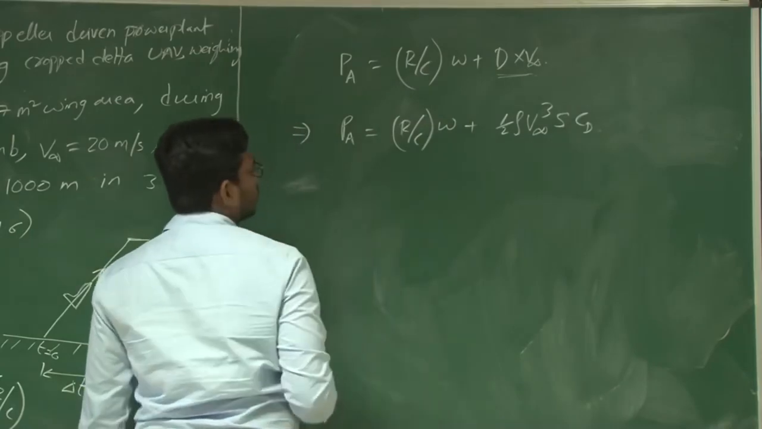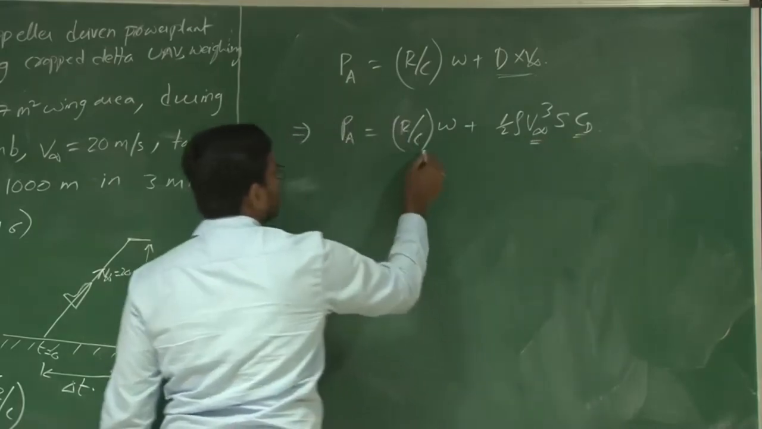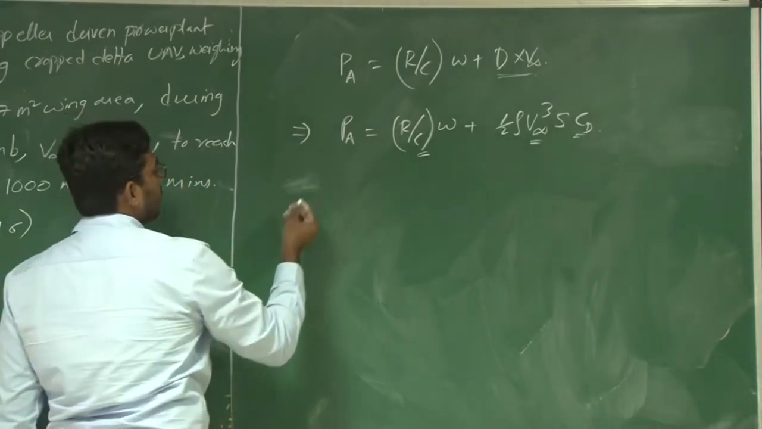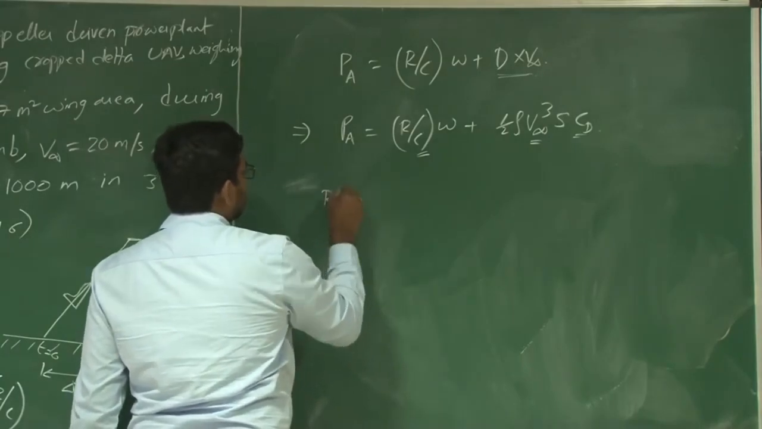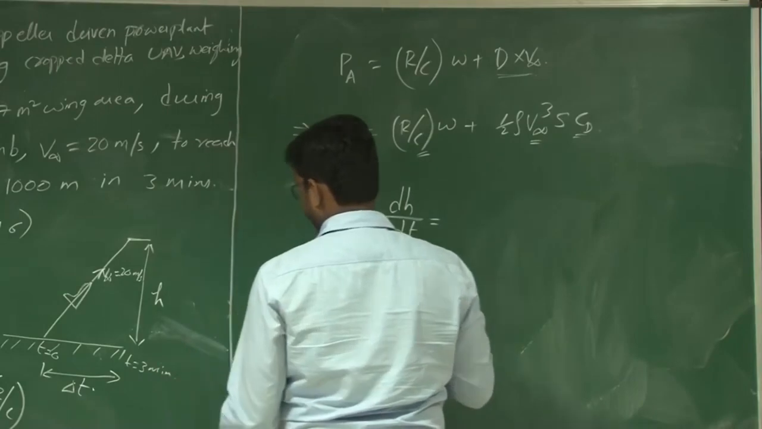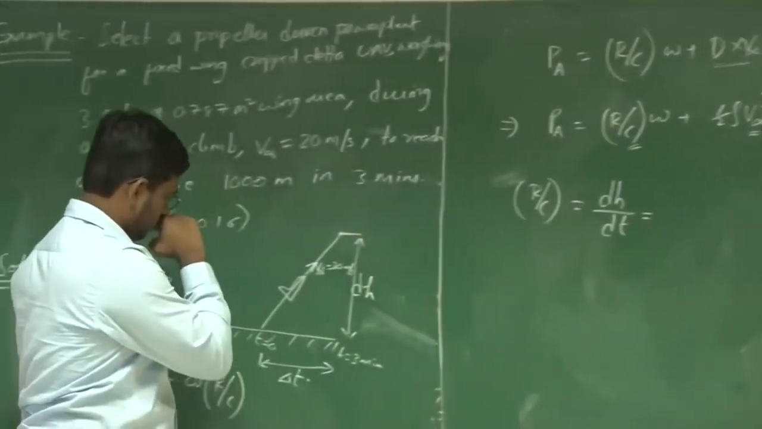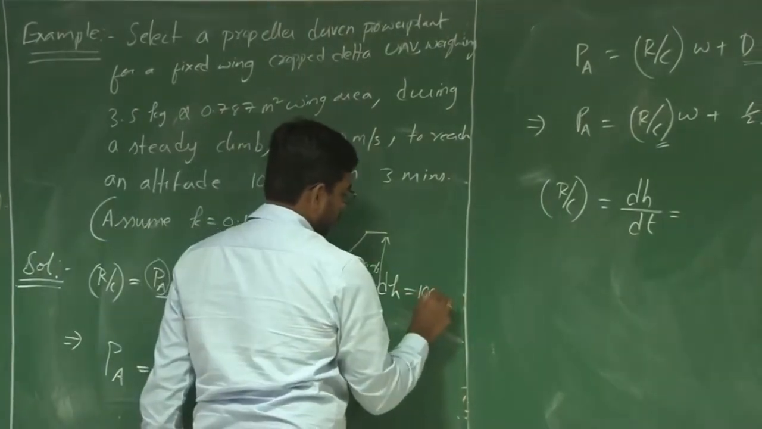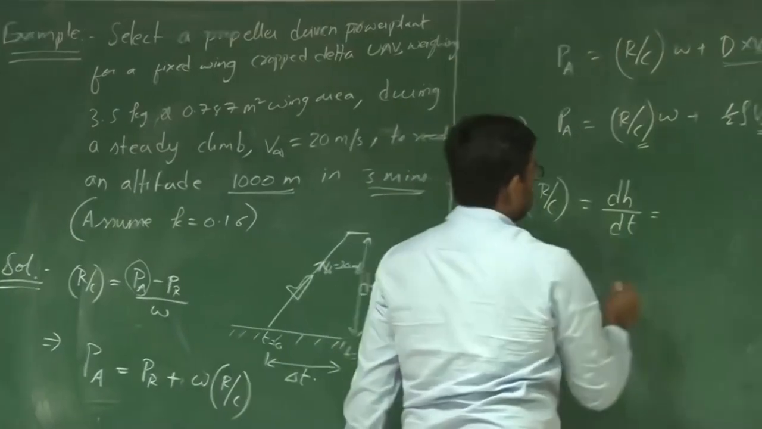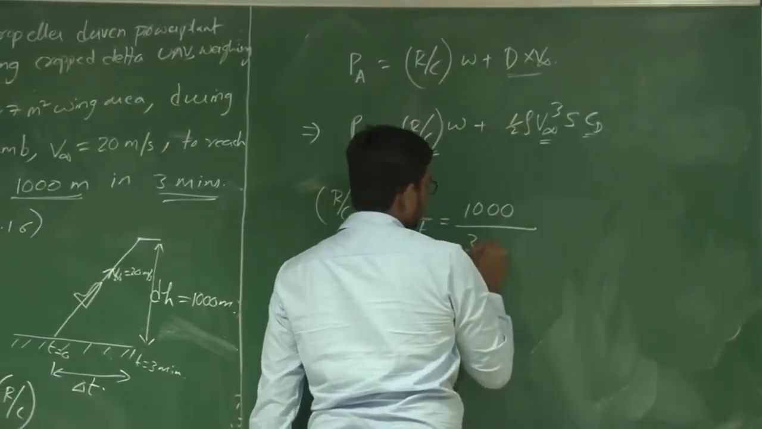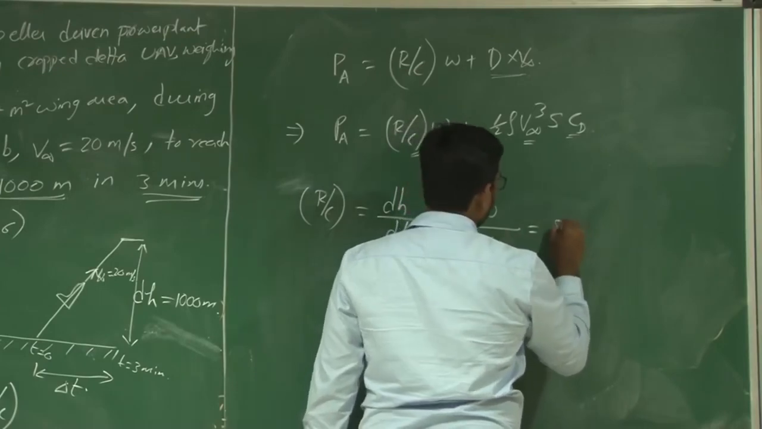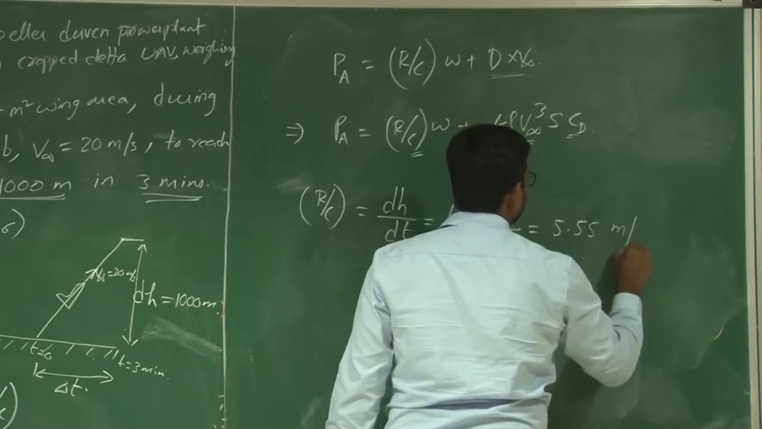So if we know what CD is here, we know the velocity of climb. We should know the rate of climb in order to find out the corresponding power output from the power plant. So what is rate of climb? It is dH by dt, which in this case, dH is 1 kilometer, 1000 meters, it is given here, right? We need to climb 1000 meters in 3 minutes. So what we have is 1000 divided by delta t, which is 3 into 60. This is in meters per second, which is approximately 5.55 meters per second.